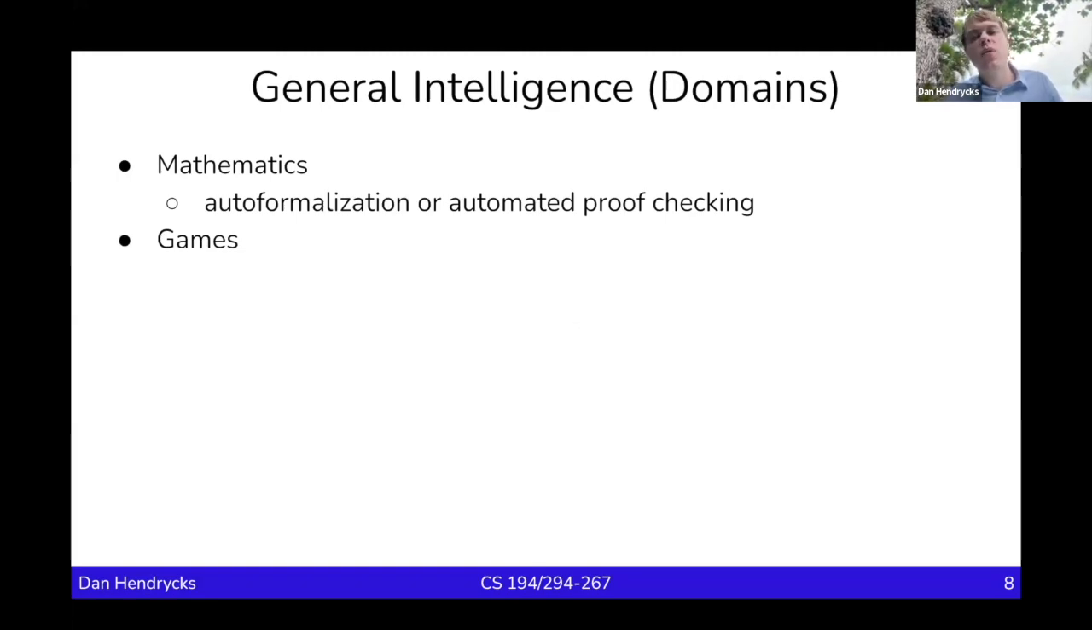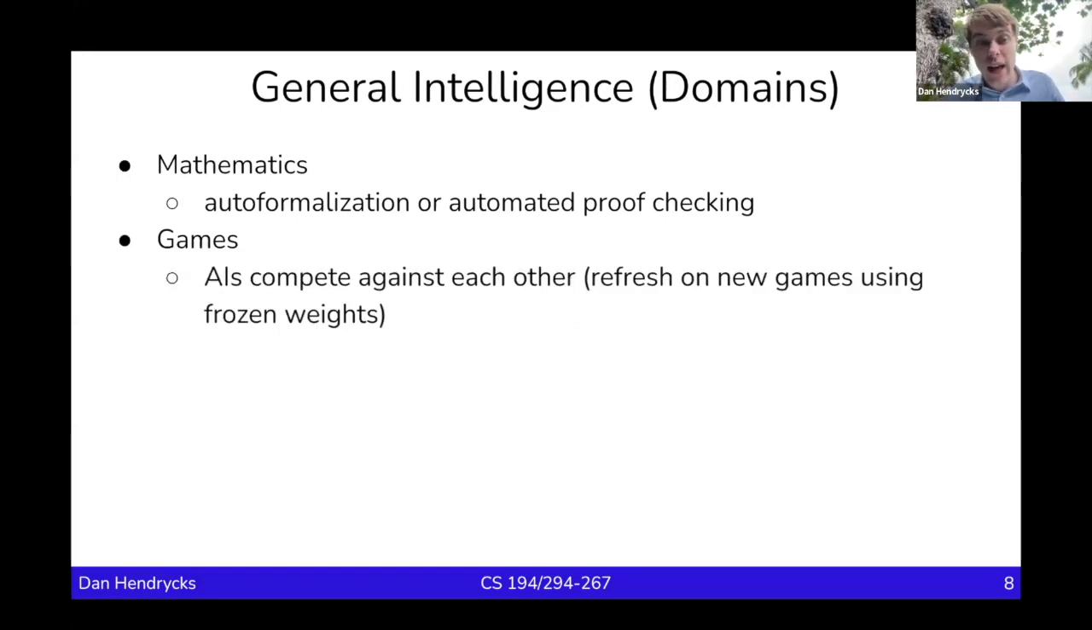Another possible way of measuring this would be with games. So if you have AIs compete against each other, you can get some relative ranking of their performance. You could just keep throwing different games at them that they've never seen before, have them compete in it, see the relative ranking. That could get beyond human level quite understandably.